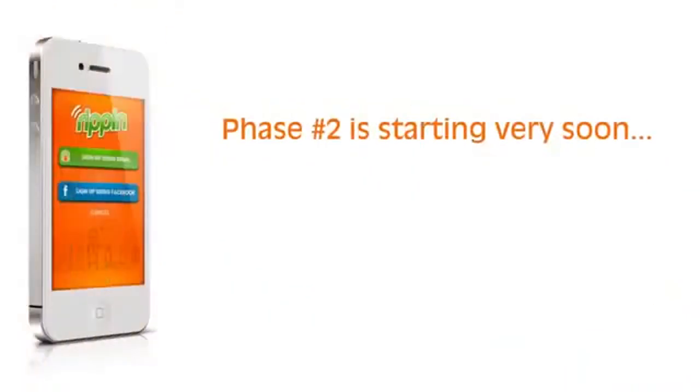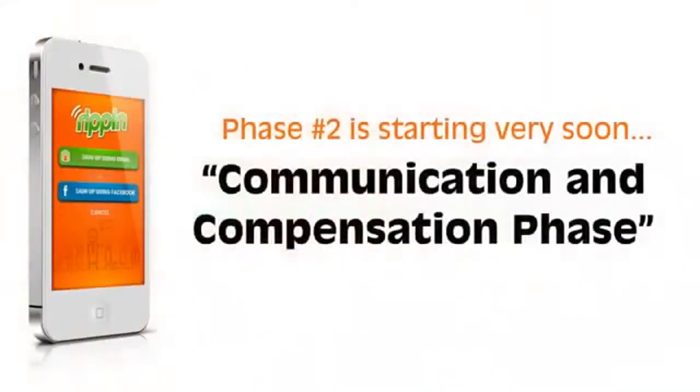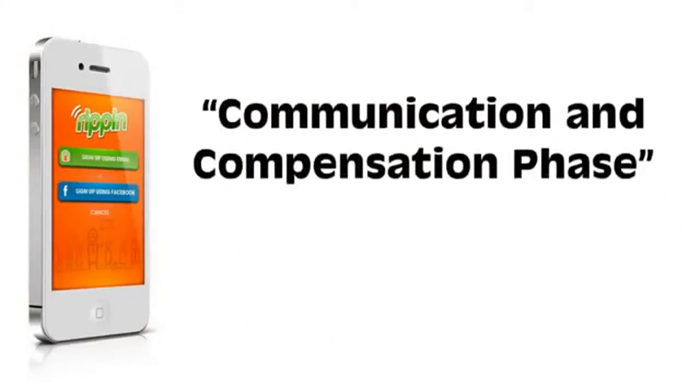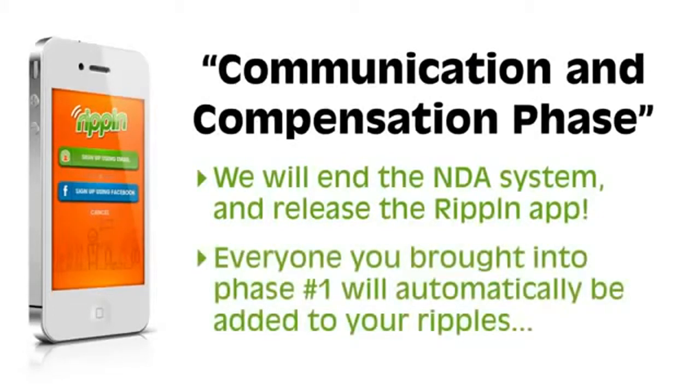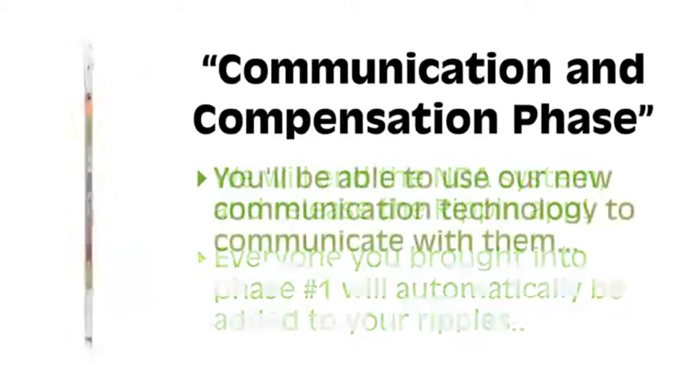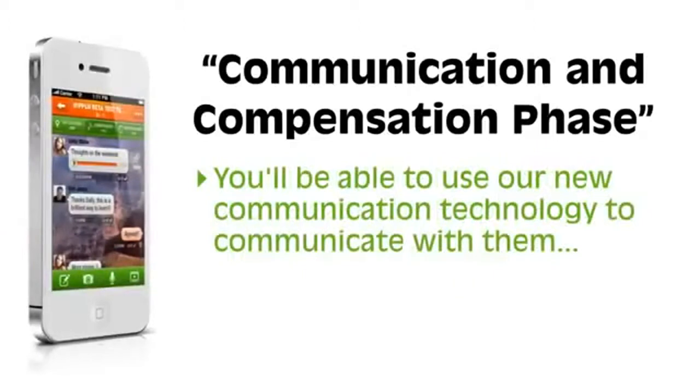Now phase number 2 is starting very soon. We call this the communication and compensation phase. When this phase begins, we will end the NDA system and release the rippln app. Everyone you brought into phase number 1 will automatically be added to your ripples. You'll be able to use our new communication technology to communicate with them.